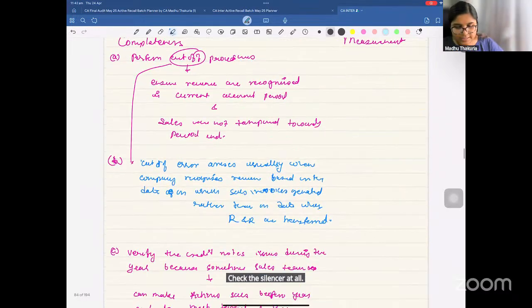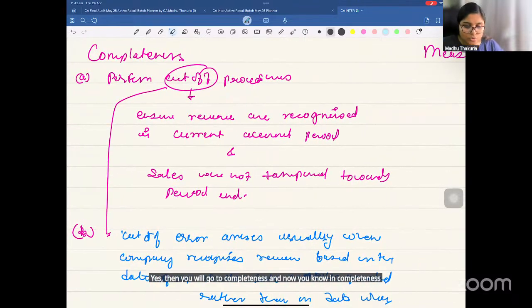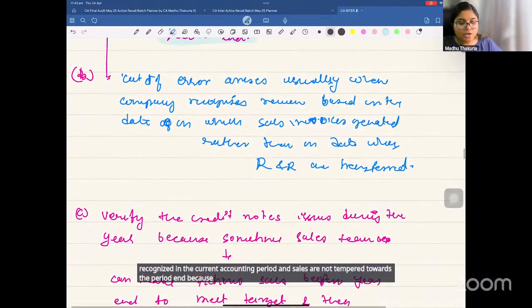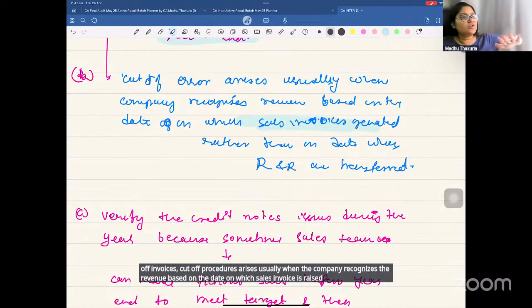Then you will go to completeness. And now in completeness, it is always good that you perform the cutoff procedure to ensure that revenue is recognized in the current accounting period and sales are not tampered with towards the period end. Because what the client will do, the client will raise the invoice. Cutoff procedures arise usually when the company recognizes the revenue based on the date on which the sales invoice is raised, but risk and reward is not transferred.